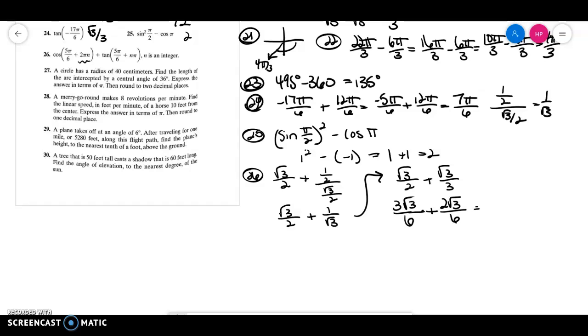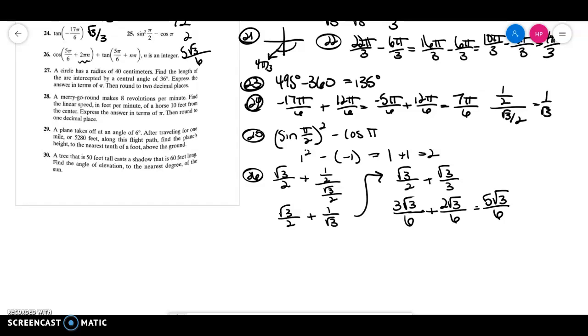3 square roots of 3 plus 2 square roots of 3, I have 5 of that quantity divided by 6. So the square root of 3 shouldn't have changed. It was just that dividing by 2 is the same thing as 3 over 6, because that's a 1/2, and then my dividing by 3 is 2 over 6, because that's 1/3. So 5 square roots of 3 over 6 is what I end up with for that one.